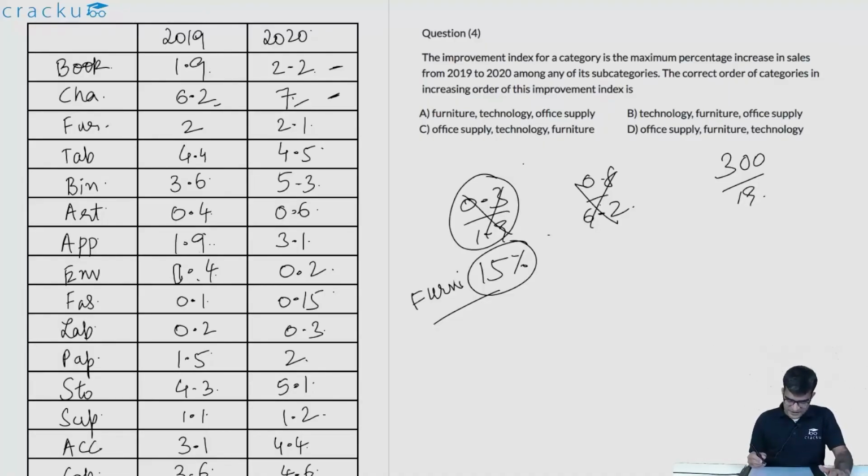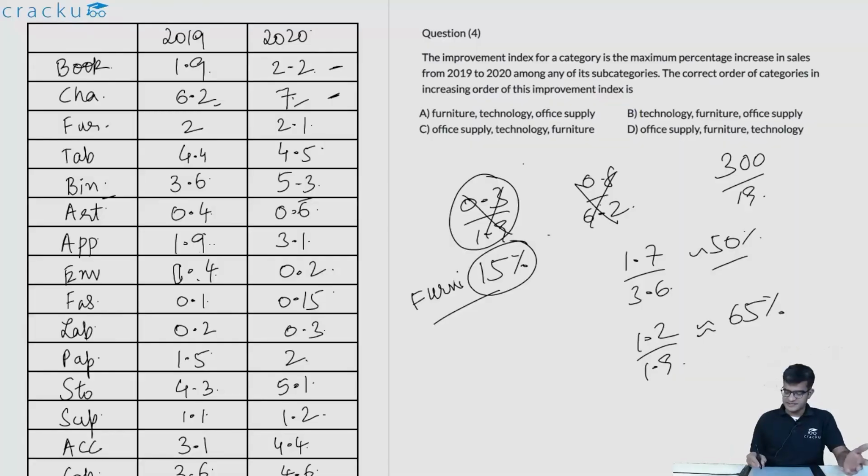Anyway, for office supplies, let us look at the percentage increase which seems to be the maximum. For binders, this seems to be 1.7 by 3.6. So approximately 50%. Art seems to be 50%. So again, we have two which are close to 50%. For appliances, it is 1.2, that is 3.1 minus 1.9. 1.2 divided by 1.9 is approximately, you can say 65%.